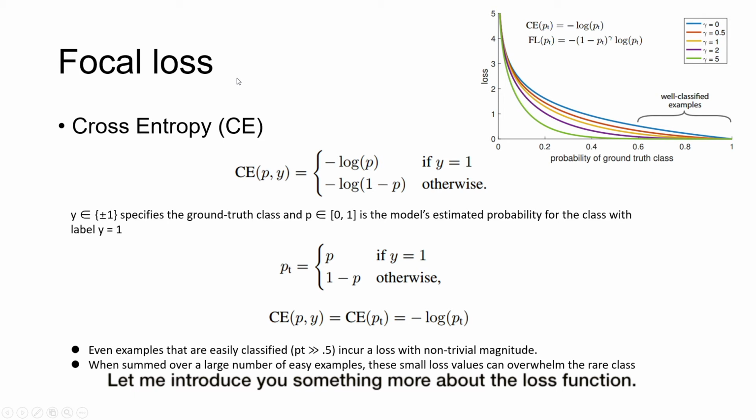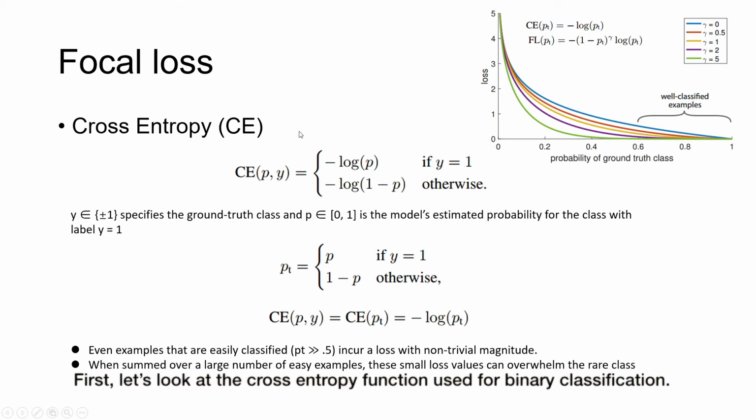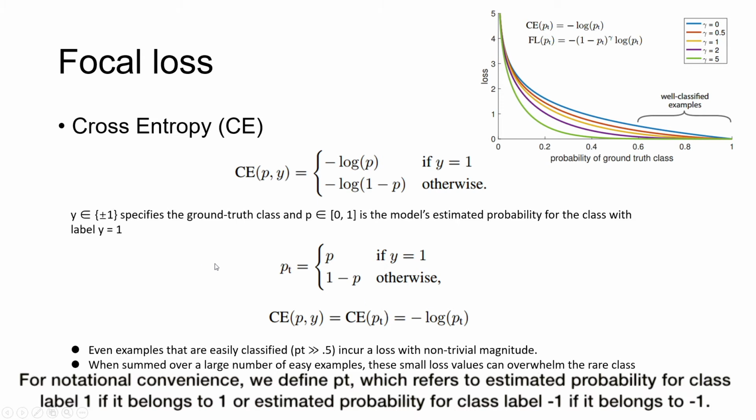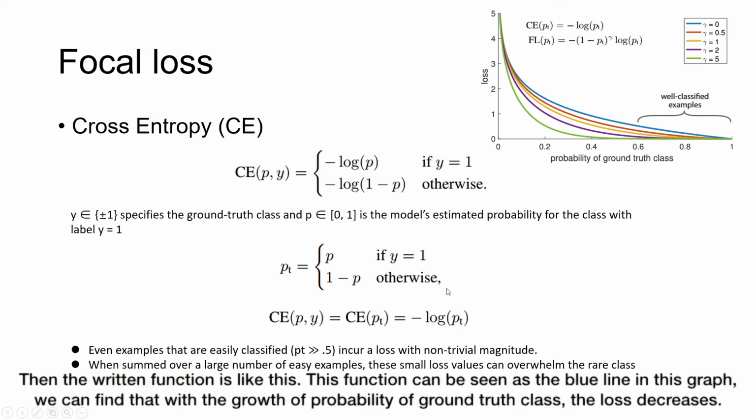Let me introduce something about loss functions. First, let's look at the cross entropy function, which is used for binary classification. Y specifies the ground truth case, which can be 1 or -1. P is the model's estimated probability for the case with label 1. For additional convenience, we define p_t, which refers to the estimated probability for class 1 if it belongs to 1, or the estimated probability for class -1 if it belongs to -1. Then the function is like this.